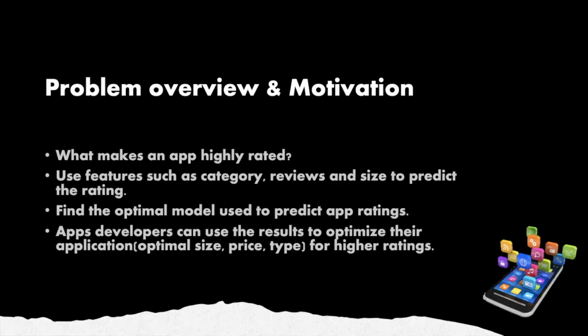So, our problem overview and motivation. Our problem is: what makes an app highly rated? In order to find the solution, we're going to use features such as category, reviews, and size to predict the rating. We also want to find the optimal model to predict app ratings. App developers can use the results to optimize their applications, including the size, price, and type, in order for their apps to get a higher rating.